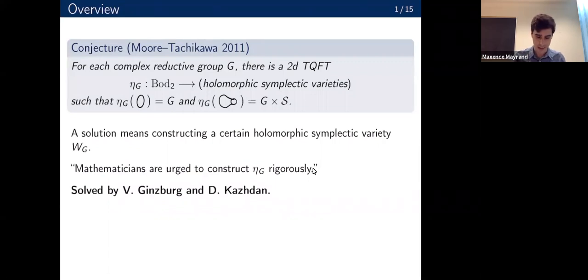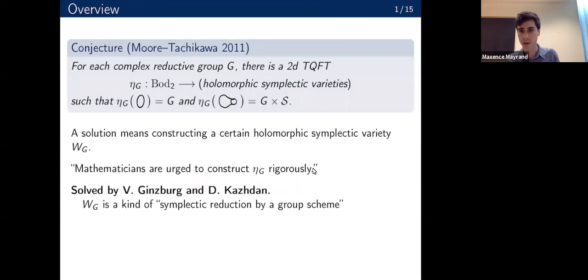Their solution is to construct W_G by some kind of symplectic reduction by a group scheme. And that's the interesting bit here, that it's not symplectic reduction by a group, but by a group scheme. But their construction is ad hoc, and it's apparently not clear if there's a general theory of reduction by a group scheme, of which this is a special case. Their construction uses some special properties of this particular group scheme, such as the fact that it's abelian, for instance.